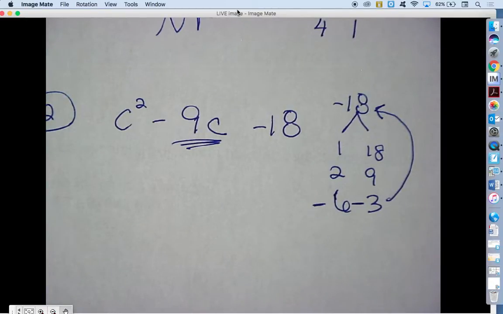Sam? You ever have a decimal for these? Sure, you could factor with decimals. Are you going to see them? Not very often, but yes, you could factor with decimals. Okay. Other questions? Are there other questions on the homework? Just those two were not factorable. All the others should have worked for you.